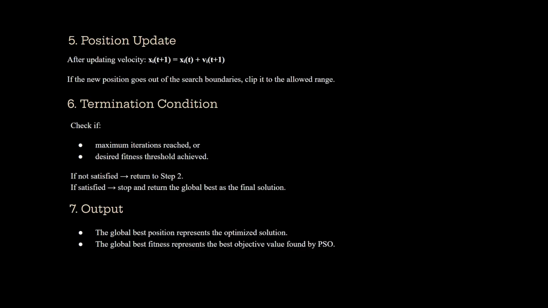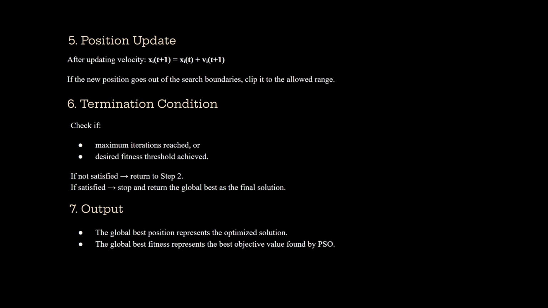So after updating all the velocities, we find the new position by x_i(t+1) = x_i(t) + v_i(t+1). If the new position goes out of the search boundaries, we allow it to clip within the allowed range. Now next is the termination condition. Basically the steps get terminated if the maximum iterations are reached or if the desired fitness threshold is achieved.